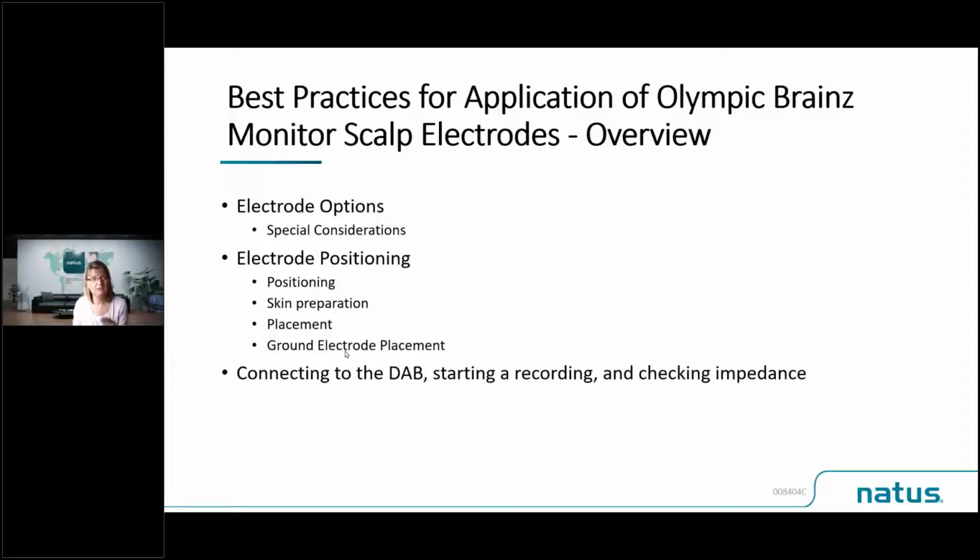After that, once we've got the electrodes in place, we'll talk about connecting electrodes to data acquisition boxes, starting recordings, and probably one of the most important things, troubleshooting. So what happens when we don't get good impedance? What happens when something actually doesn't go as we quite plan after we've applied our electrodes?